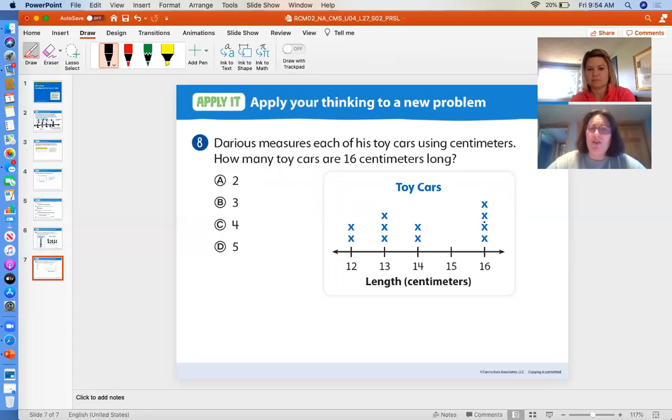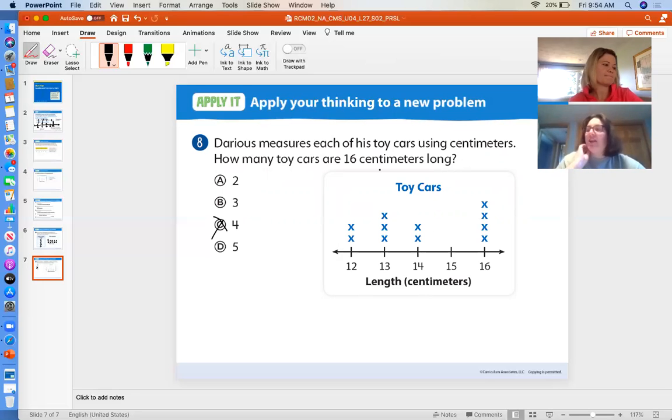So what do we have to do, Mrs. Croft? Well, you just have to look, really, and see which one has the most. And if I look, it's easy, right? I noticed that 16 has 1, 2, 3, 4. That's definitely more than these 2. So the answer would be 4. Very good. Pretty easy.